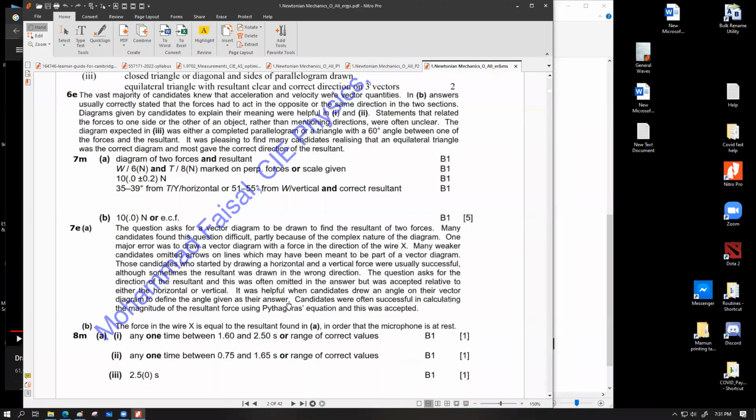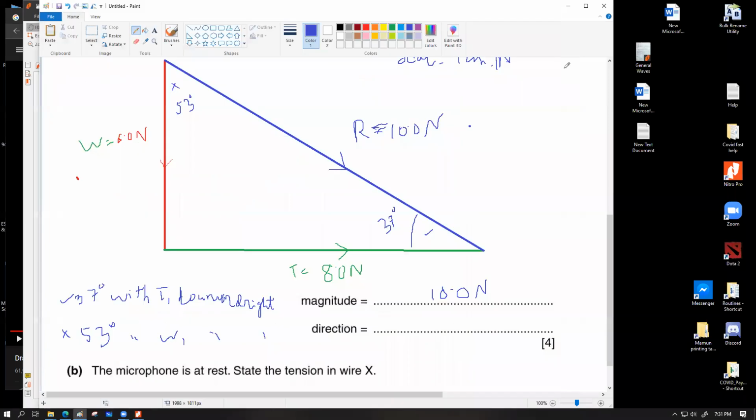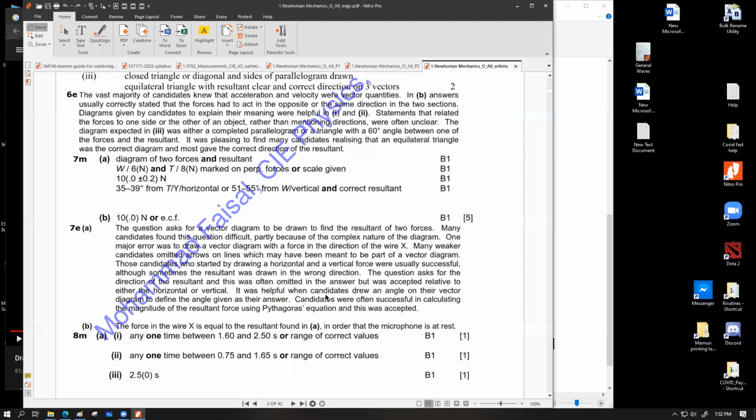It was helpful when candidates drew an angle on their vector diagram to define their angle given as their answer, which means if you are going for this angle, preferably label this angle, don't write anything over here, which makes it easier for the examiners to understand what you're trying to go for. If you want to give your answer by this angle, label this angle and don't write anything over here and write this other description. Whichever angle you prefer to use for your answer, it is better if you label that angle with that degree value as well. Lots of important information over here about what you should do and what you shouldn't do.